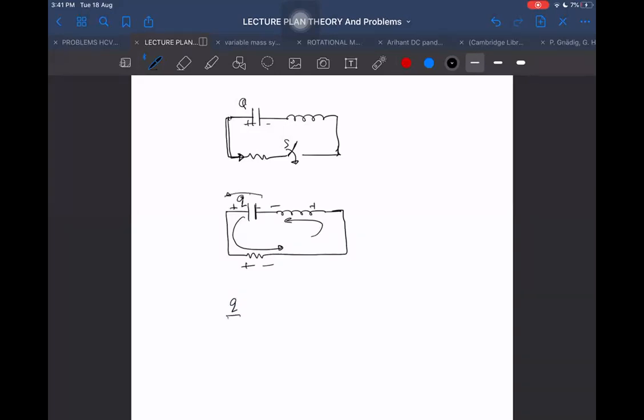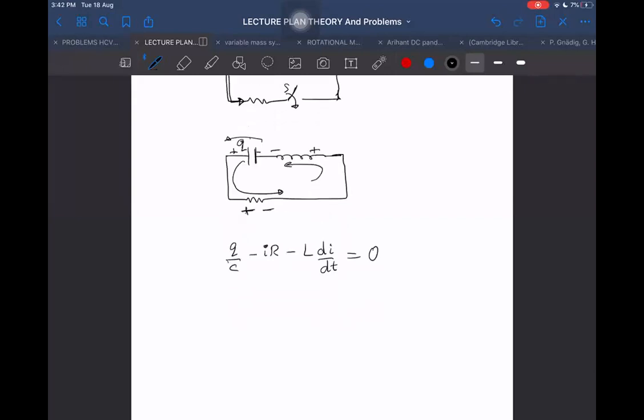Q by C minus I into R, minus L into dI by dt is equal to 0. Is that right? This is I here, this is also I here, and this is L here.